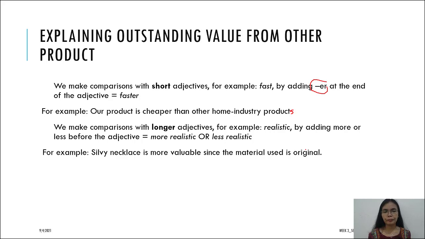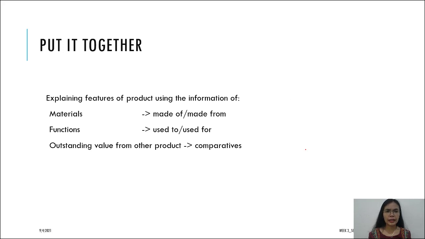Okay, so putting it together, explaining the features of products using the materials, functions, and outstanding value from other products. So for the materials, you use made of and made from, and you know the difference now. Made of is you only want to list the materials, while made from you want to explain the product from a process, as the result of a process. Okay, so that's for materials.